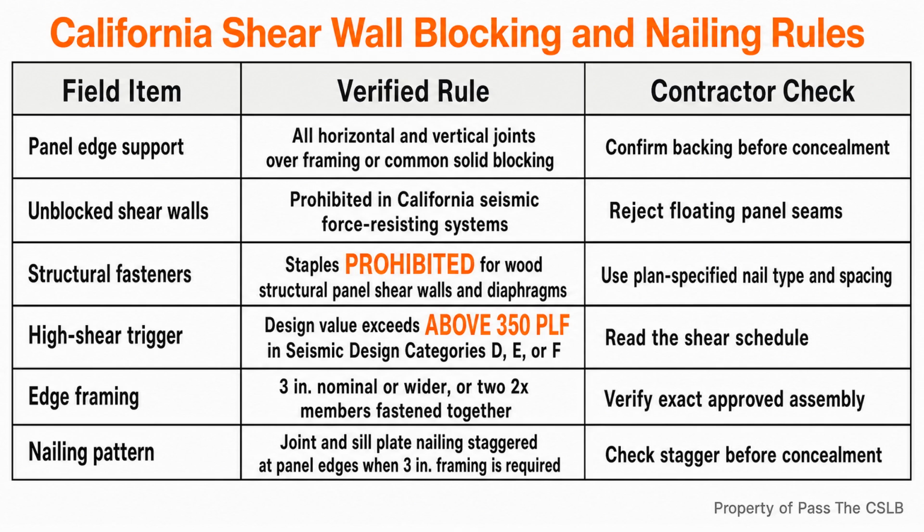Suppose the shear schedule calls for tight edge spacing beside a large garage opening, but the panel joint lands on a single standard stud. I do not let the crew keep nailing until the stud splits. I catch the conflict before sheathing, compare the framing to the schedule, and rebuild the joint as detailed. That is less dramatic than a repair after inspection, and it protects the connection the engineer actually designed.